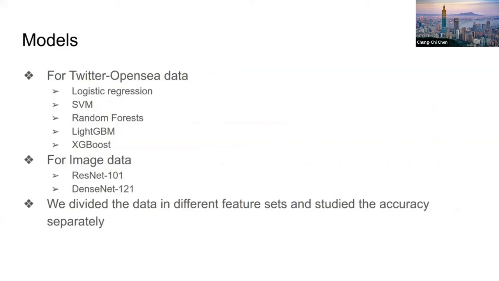For the image data, we build neural networks to capture image features and finally build predictive models. We experiment with two architectures, ResNet and DenseNet. We divide the data into different feature sets, and we also observe the effect of combining them on the predictive power.